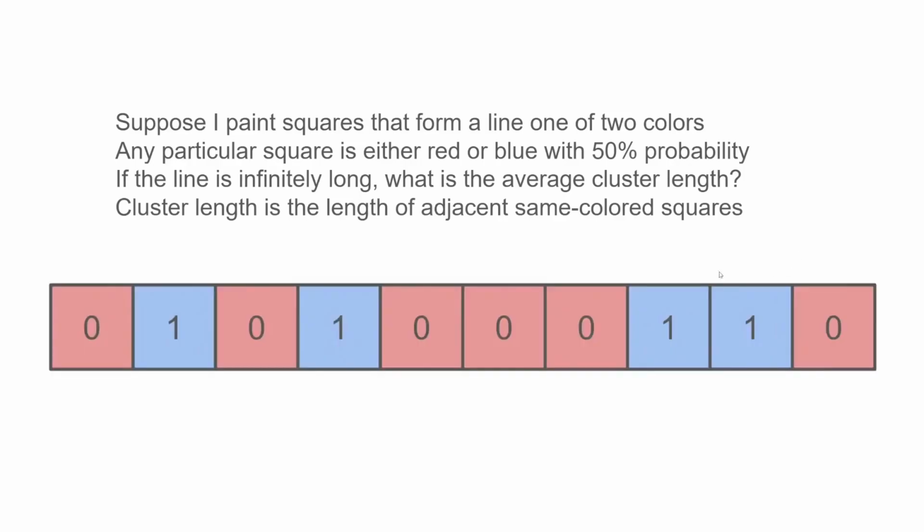So in this example, we have red, blue, red, blue, red, red, red, blue, blue, red. The cluster lengths are going to be one red, then one blue, one red, one blue, three reds, two blues, one red. So you just take the average of these seven numbers, 1, 1, 1, 1, 3, 2, 1. That's going to be our average cluster length for this particular sample.